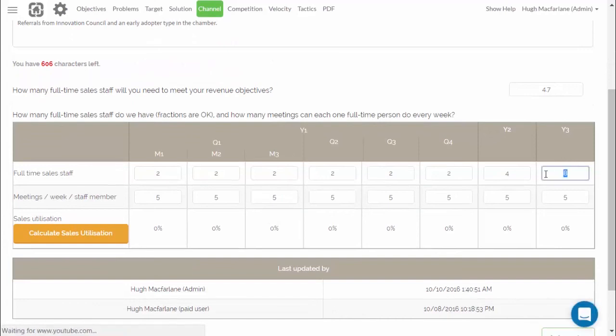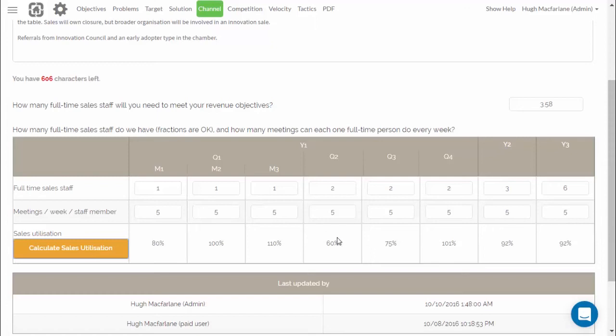So I'm going to drop this back to, in fact, let me do it up here. I'm going to change Salesforce from 5. Let's go back down to, let's say 3. And let's take a look at what utilisation that gives us. Okay, so that's more realistic. I now need 6 people in year 3, 3 in year 2, and I'm going to start only with 1 salesperson, and I'm then going to move on to 2 salespeople by Q2.